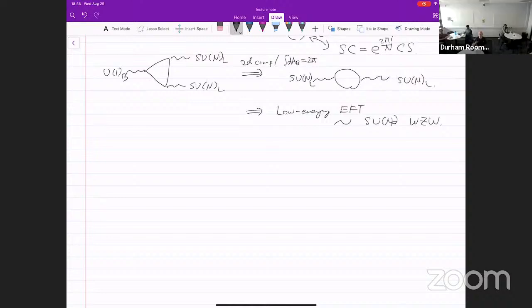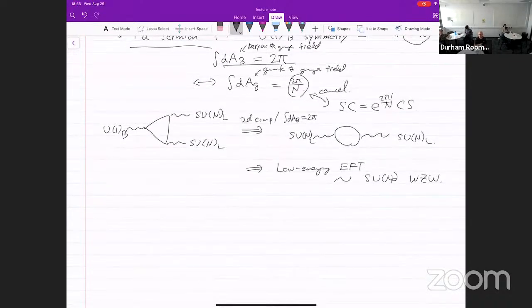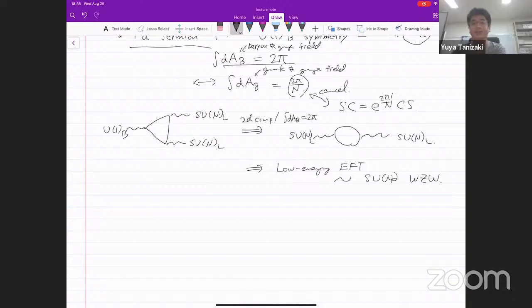One more comment is that you would naively expect, as you said, that one-form symmetries should break in 2D. That's the expectation. Not like in quantum mechanics, where you have an expectation that ordinary symmetries should always be restored, right? Yes, exactly. Never break.